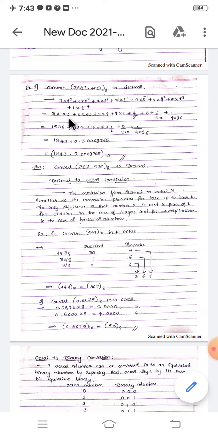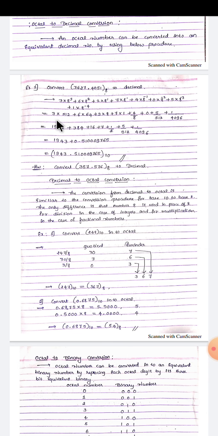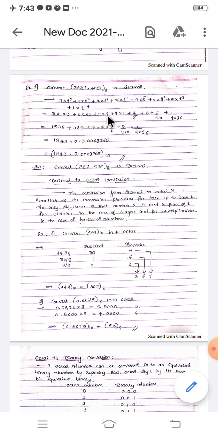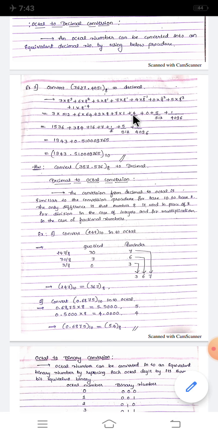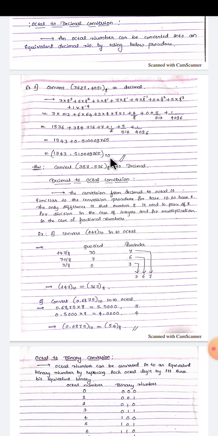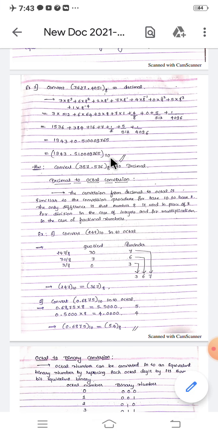Next, simple multiplication. 512 into 3, this much. 64 into 6. Okay, next 8 into 2, 7 into 1. 4 into 1 by 8, 5 into 1 by 512, 1 divided by 4096. Next, simply add these. The result is 1943.5100009765 with base 10, the conversion from octal to decimal. We have to keep 10 as the base.